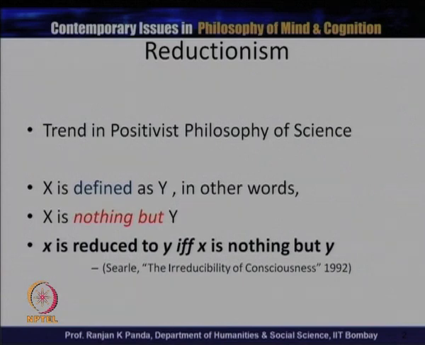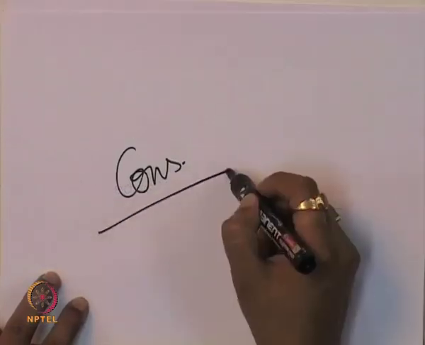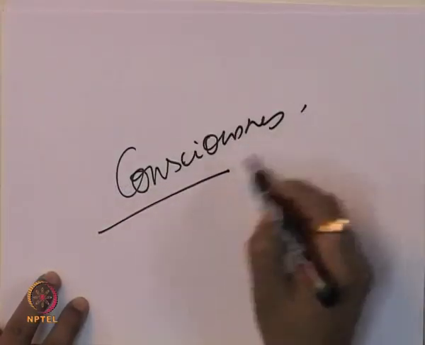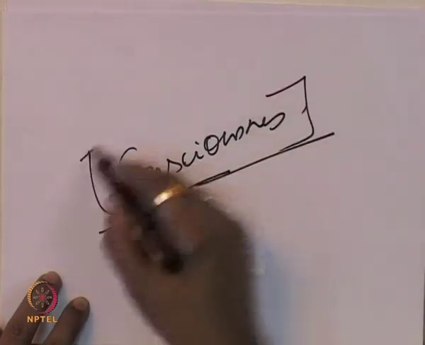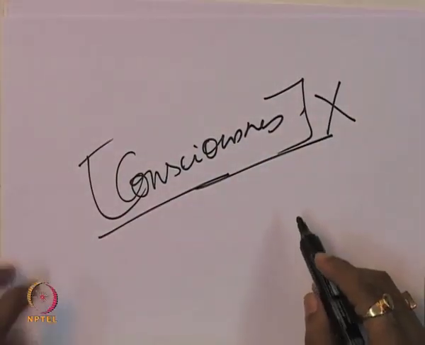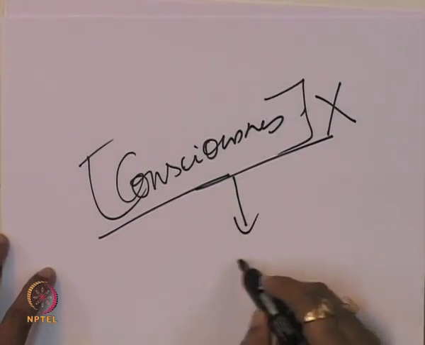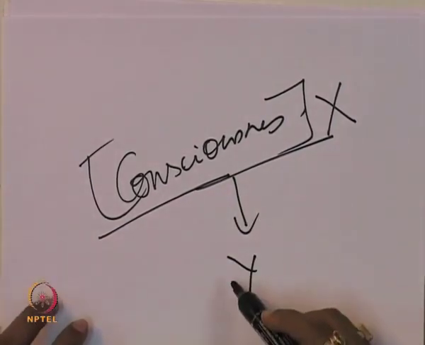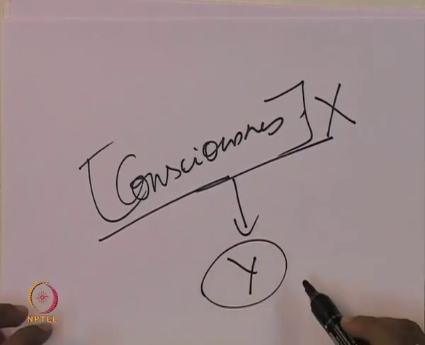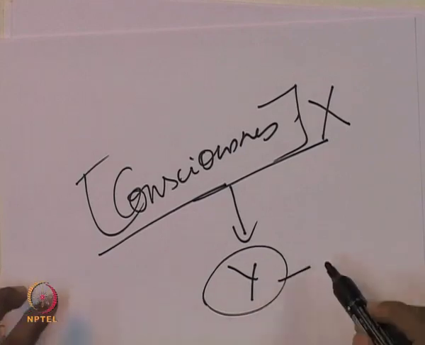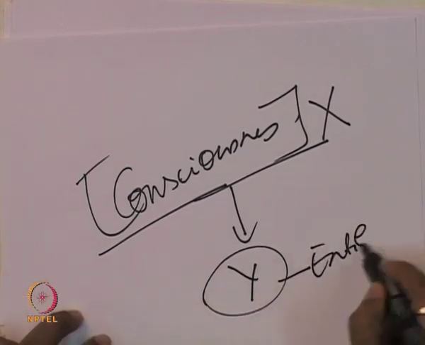So, when we talk about consciousness, say consciousness is X, here consciousness is nothing but Y. So, we need to define consciousness with the help of Y, which is a separate entity altogether. This kind of analysis is very much there in physicalism. The physicalist theory of mind talks about consciousness in terms of some other entities.